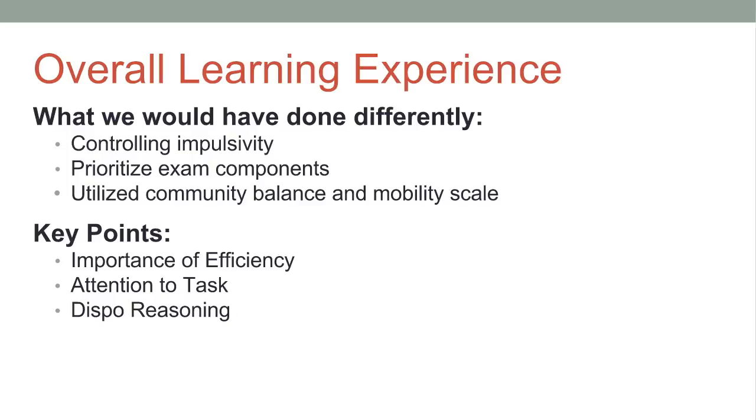We also felt that improvements could have been made in regards to the efficiency of how we prioritized our exam components. For example, we could have reduced the amount of time spent on our exam and changing positions and have better recognized the most significant exam findings. Also, we were not familiar with the Community Balance and Mobility Scale prior to the visit and feel it is one that would be beneficial for us to have in the future.